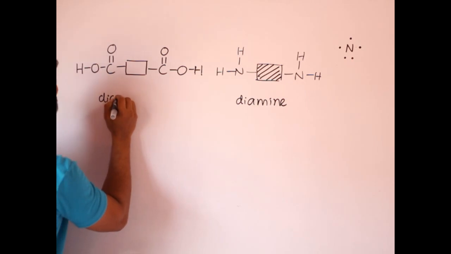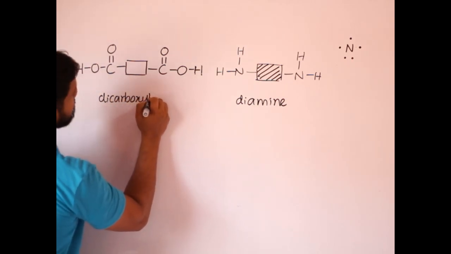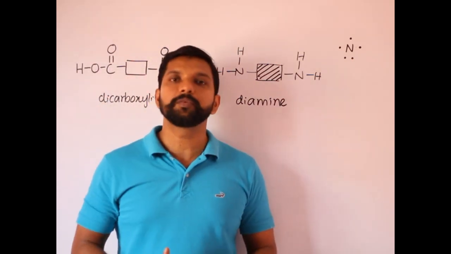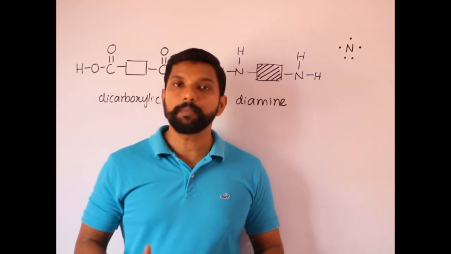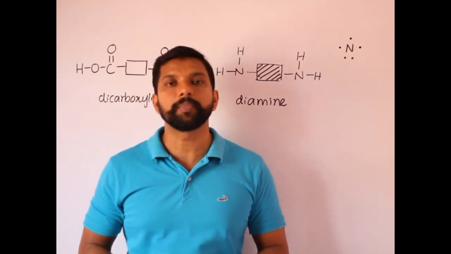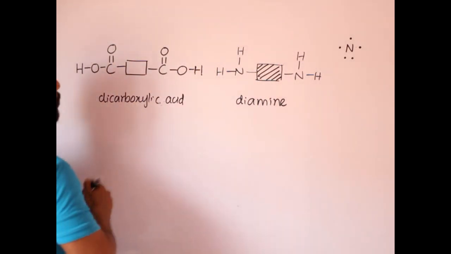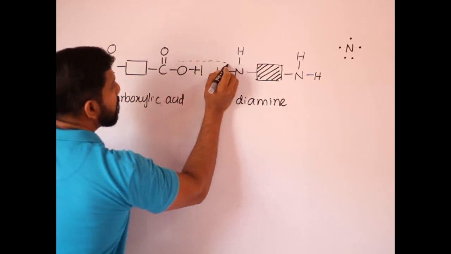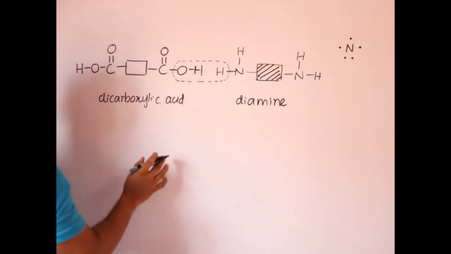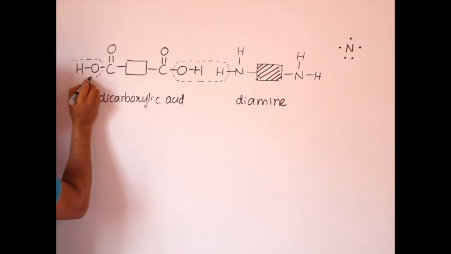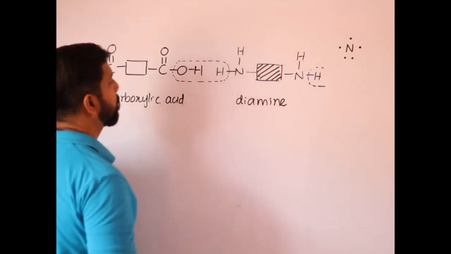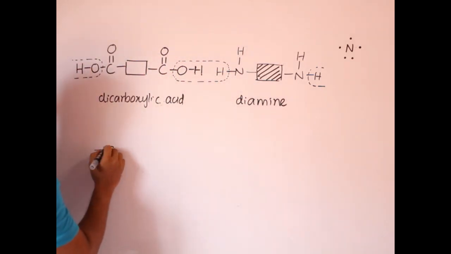So here we have the usual one, the dicarboxylic acid. Similar to the polyester formation, in polyamide formation also we get a condensation reaction taking place. A water molecule is removed in this way. You can see hydrogen from nitrogen and the OH from the carboxylic acid is removed. On this side also the OH from the carboxylic acid is removed and H from the nitrogen removed. Let's see your final product.